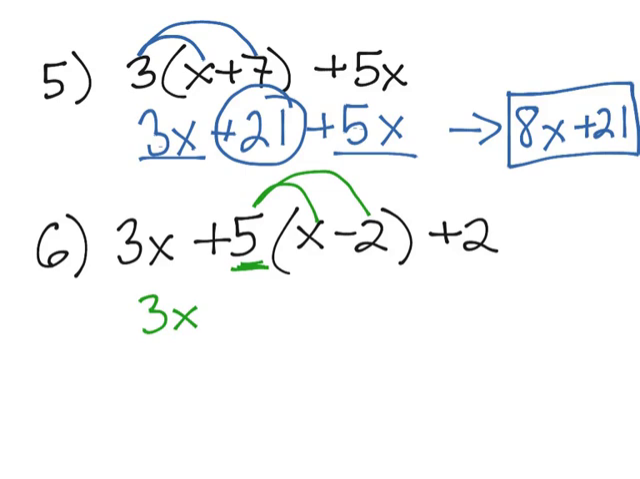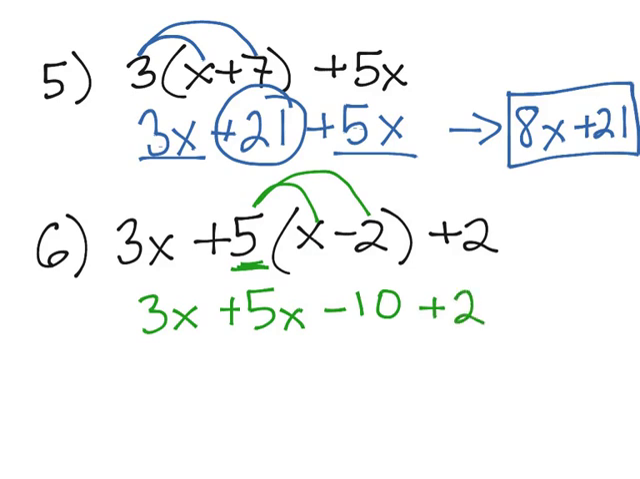So 5 times x is a positive 5x. So we write plus 5x. 5 times a negative 2. So 5 times a negative 2 is a negative 10. So we write down minus 10 because it was a negative 10. Next, we bring down our positive 2 at the end.